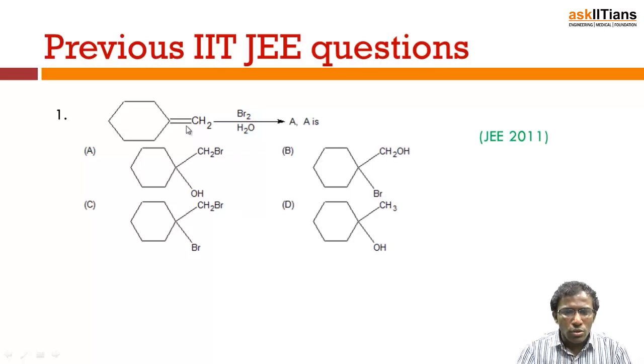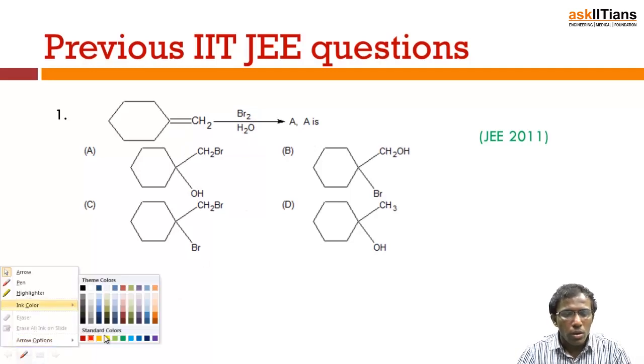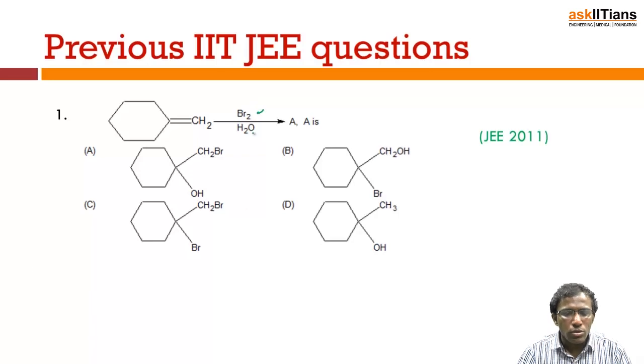So let's start. The first question is given here: bromine, water, A. What is the product A? So here bromine is there and water is there. The bromine comes here. This double bond is broken and two single bonds are going to be formed.